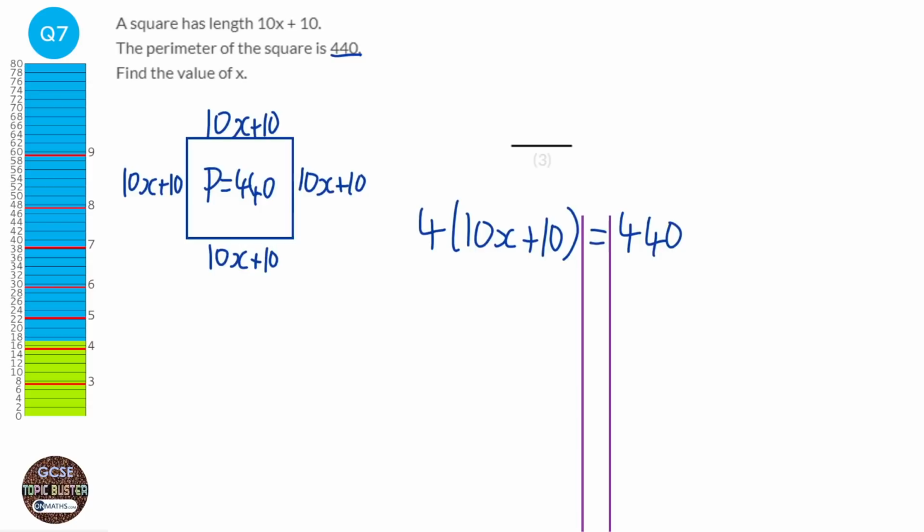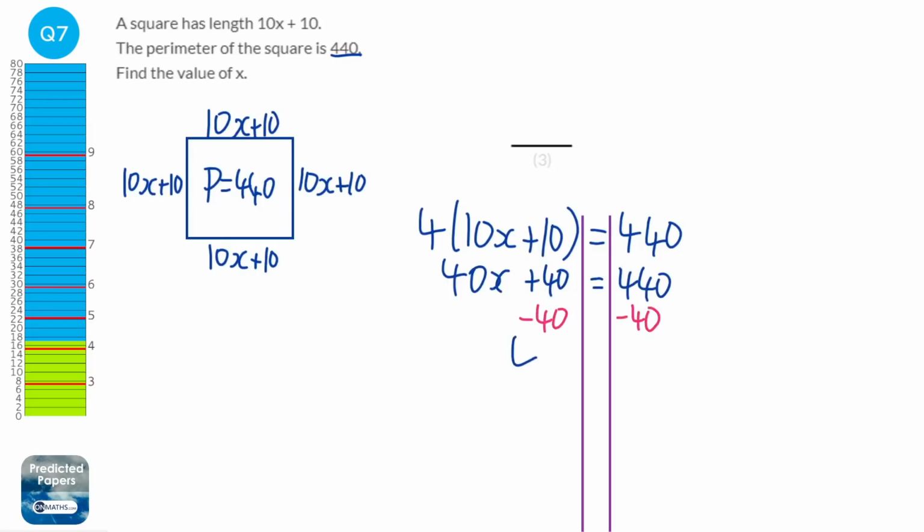So put our lines in because we're going to solve, and we're just going to start by expanding the brackets. So that'll be 40x plus 40 equals 440. Then we're going to get rid of the plus 40 first, so take away 40 both sides. And so that would be 40x equals 400. And then we get rid of the 40 before the x, so we divide both sides by 40.